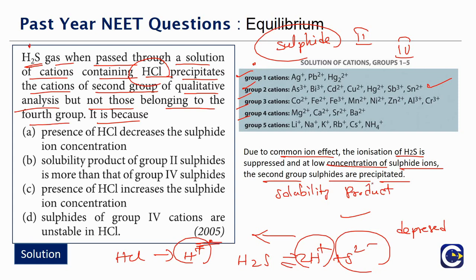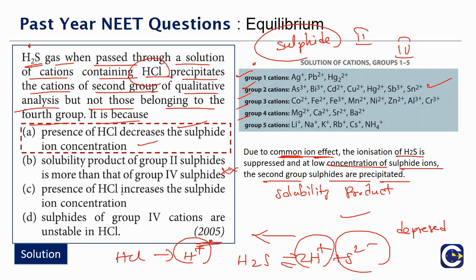So what is the reason for this? The reason is that the presence of HCl will decrease the sulfide ion concentration because of the common ion effect, and that is the reason why only group 2 forms the precipitate and not group 4. So if you look at option B, we got the answer, but look at option B. Option B says the solubility product of group 2 is more than group 4. This is incorrect. In fact, it is the reverse.